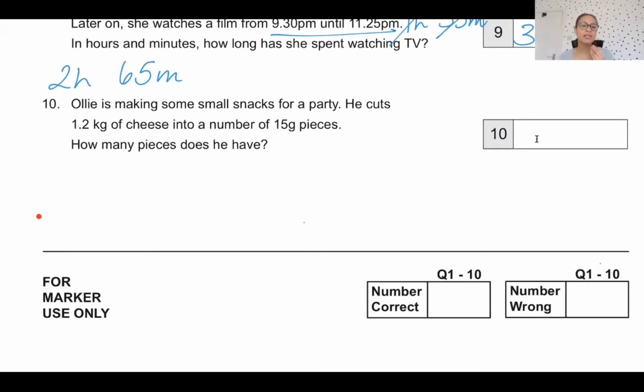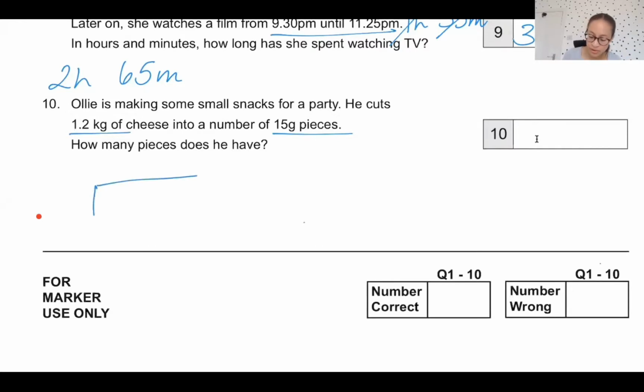Ollie is making some small snacks for a party. He cuts 1.2 kilograms of cheese into a number of 15-gram pieces. How many pieces does he have? Now, we have a question that's similar to this in the mock, where there's some division with large numbers, and children often get put off. So I'm going to show you a couple of ways to do it. So just concentrate. Don't do anything on paper right now, because I want to just show you how you can do this. You'll probably know one way, but perhaps haven't thought of the other way.